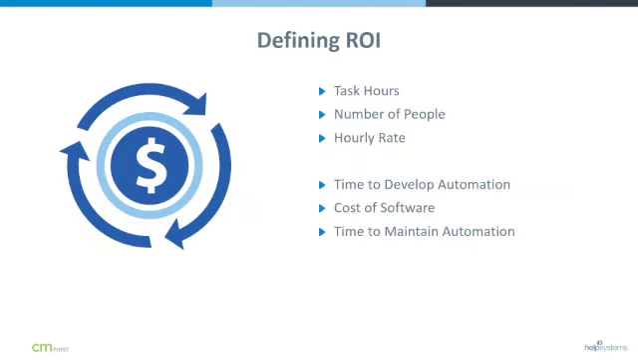So the inputs obviously are the hours people spend, how many people are going to do that, and what the hourly rates are for those people. And then of course your time to develop, how much time it's going to take to put the application into place, cost of the software, and time to maintain and automate. You'll find that development time is usually really short. It's pretty quick to get these up and running, particularly those first tasks you'll want to automate.